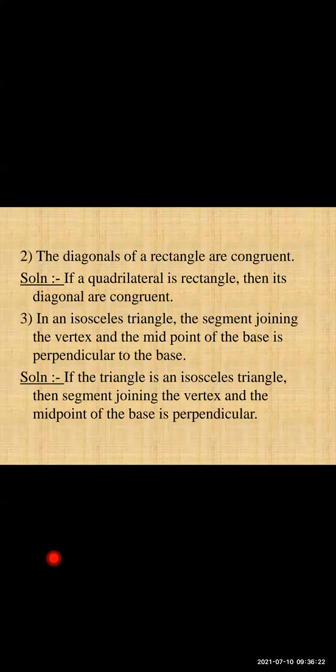If the triangle is an isosceles triangle, then the segment joining the vertex and the midpoint of the base is perpendicular. So what is the antecedent part? The triangle is an isosceles triangle. Okay, and what is the consequent part? The segment joining the vertex and the midpoint of the base is perpendicular. See, the statement sometimes will look bigger, but it is not that hard to write. Okay, so we only have to write it in if-then form.